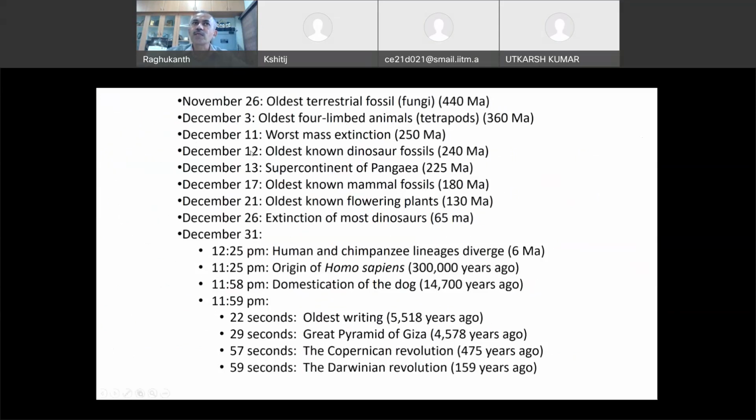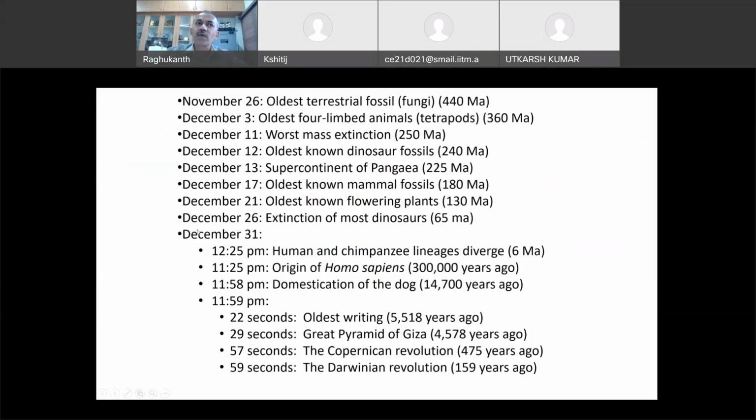Then December 12th, say the oldest known dinosaur fossil. Then the supercontinent of Pangaea. Okay. So this December 13th, the oldest known mammal fossils, then flowering plants and extinction of dinosaurs. So 65 million years ago, I told you, right, there was the Cyclops crater or volcanism, December 26th. Then December 31st. So we are just putting all these geological events in a 1 year kind of format, taking into account normalization of this one.